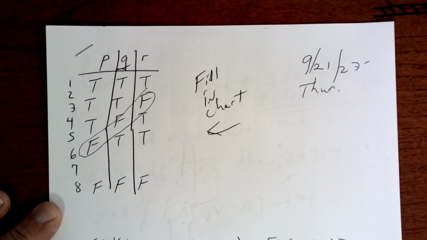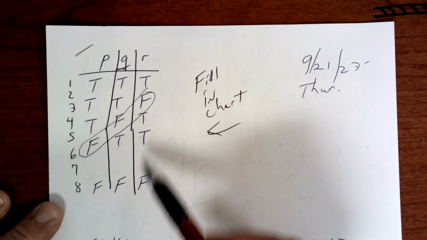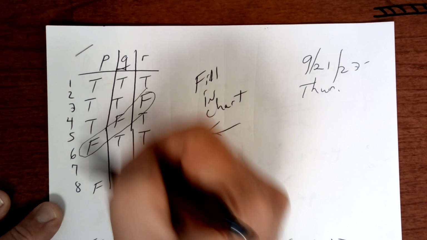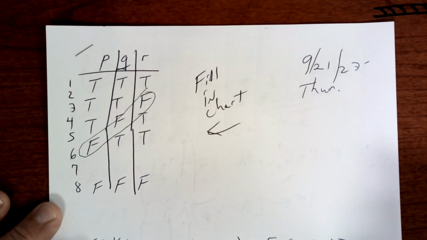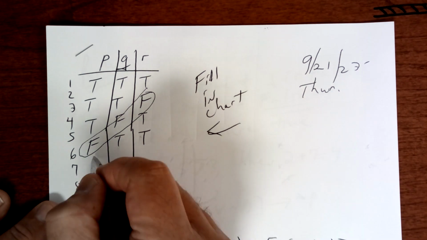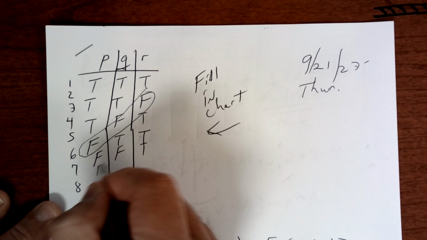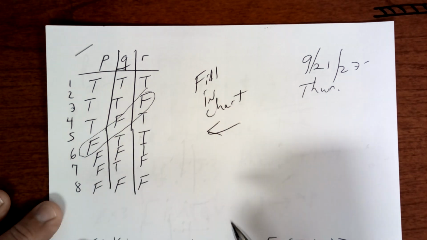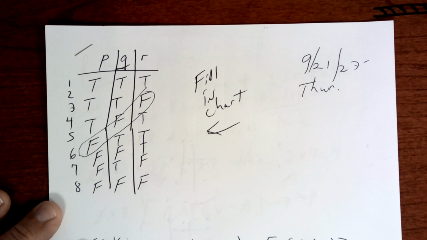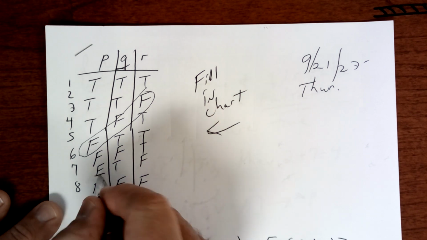And it looks like I'm missing some here. 1, 2, 3, 4, 5. So I'm missing 3. My numbers are off a little bit. So we know that one of them is going to be false, false, true, false, true, false, and one more. I think it's true, false, false.